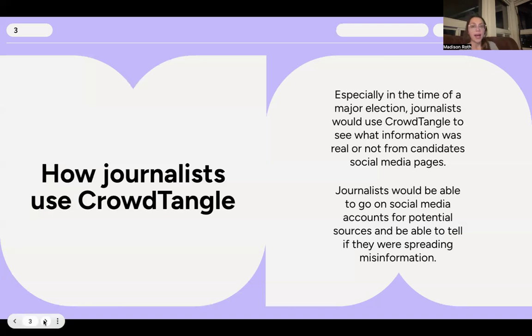misinformation or not. And that's what a lot of journalists would use it for, even for potential sources, just to see if their sources were being reliable or not. So it was a super great platform to use just to make sure that people were being legit and were being honest about what they were saying.